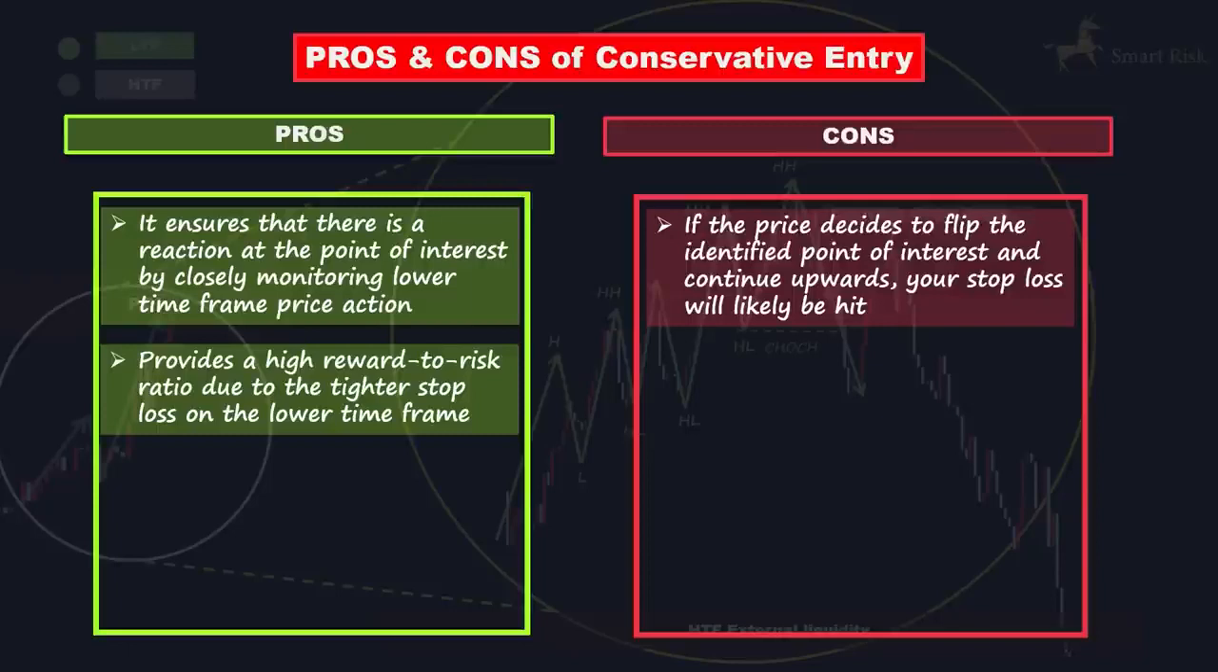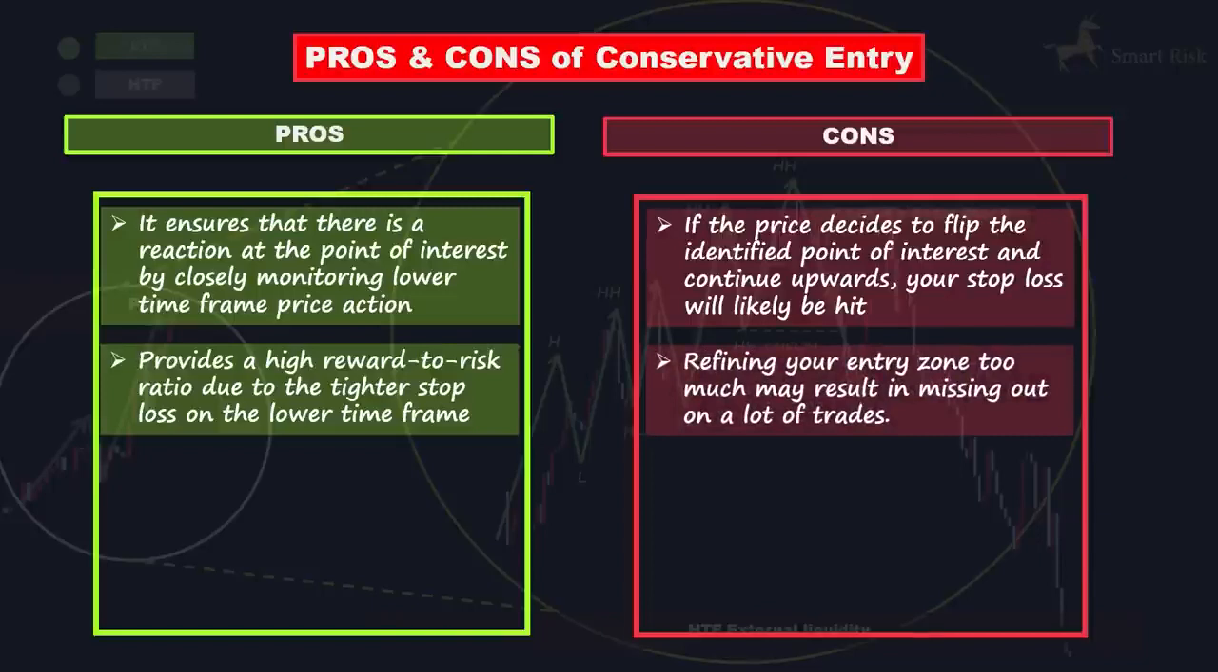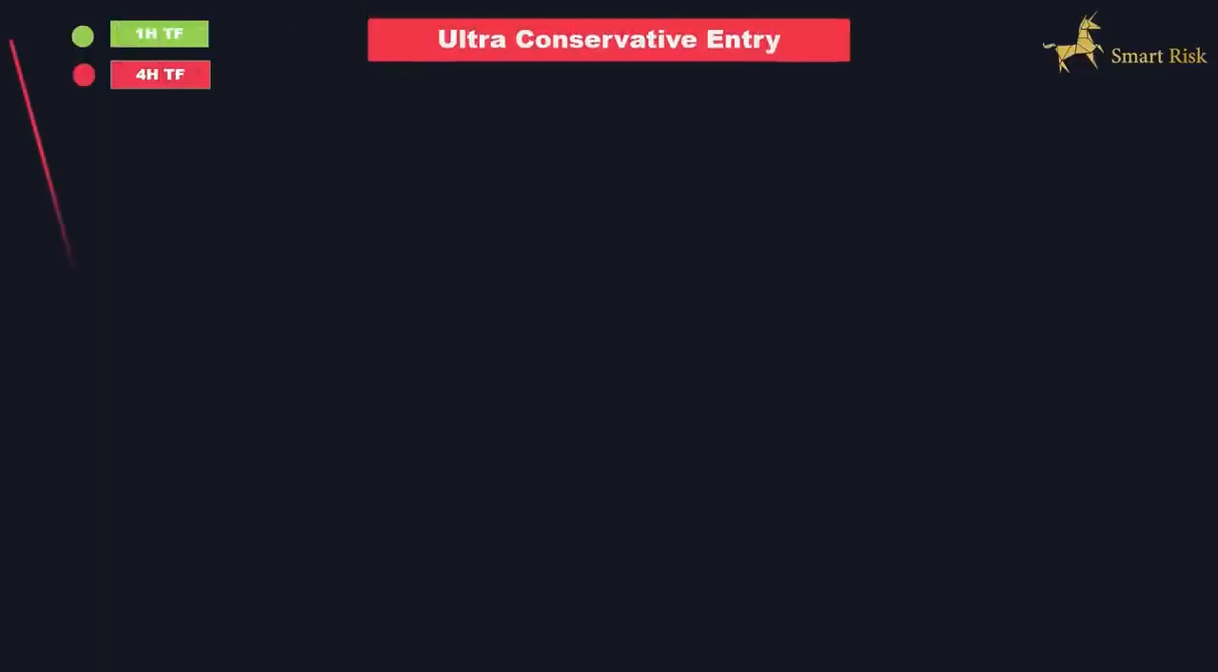Because by using this type of entry, there's also the possibility of a continuation flip pattern forming on the higher time frame. Or if the price requires more buy-side liquidity to be swept, using this type of entry may trap you in the market. Another drawback is that you're more likely to miss out on trades if you refine your entry zone too much. Now let's dive into the third entry setup, the ultra-conservative entry.